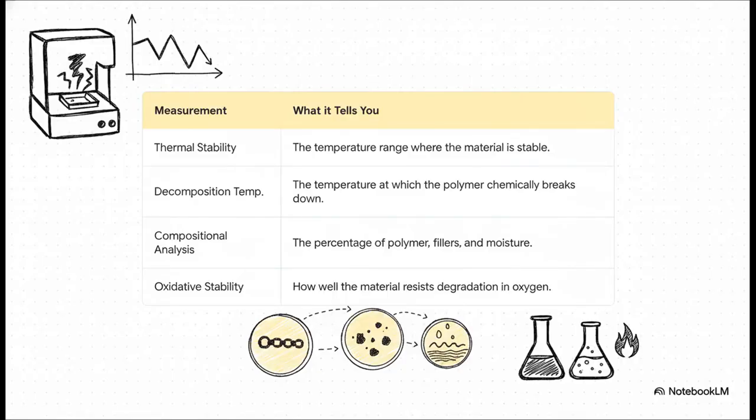Well, for quality control, it's a game changer. TGA can tell you the exact temperature a material starts to break down, which sets its upper service limit. It's also amazing for figuring out what a plastic is made of. By running a test in nitrogen and then switching to air, you can tell exactly what percentage is the polymer, what percentage is a filler like carbon black, and how much is just water that it's soaked up.